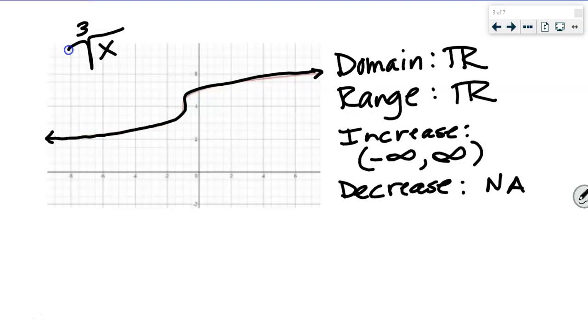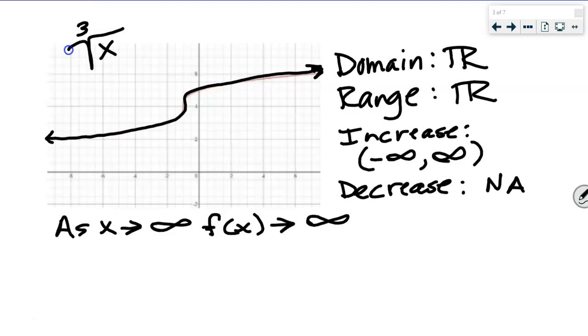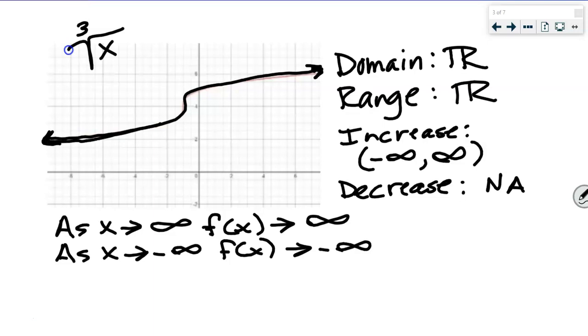Now we're going to talk about end behaviors. As x approaches infinity, f of x approaches... As we go to the right, where's this graph headed, y'all? Yep, towards positive infinity. And as x approaches negative infinity, f of x approaches what? Now as we're going over here, what's happening? Yeah, it's going down. So it's negative infinity.